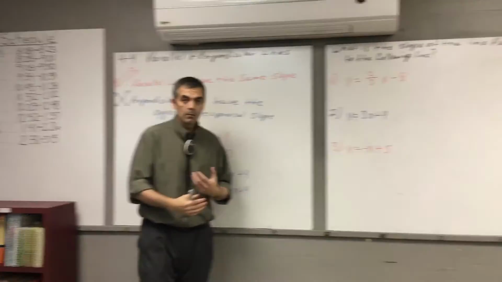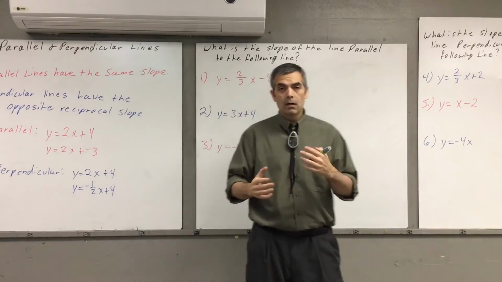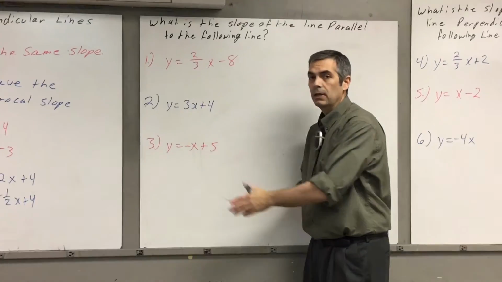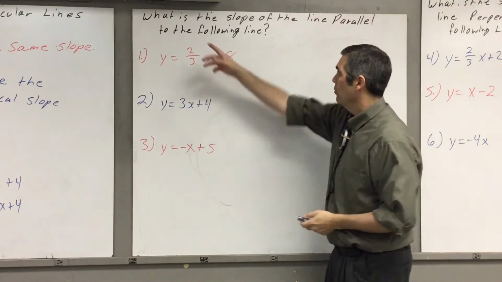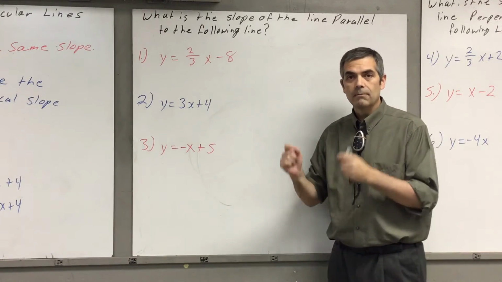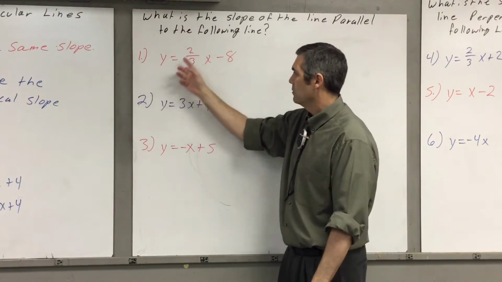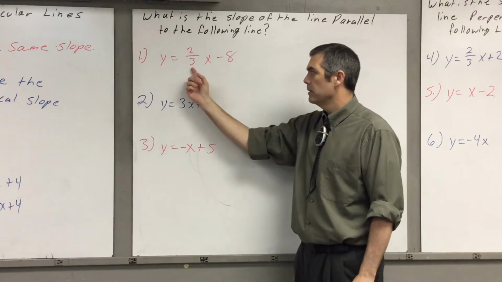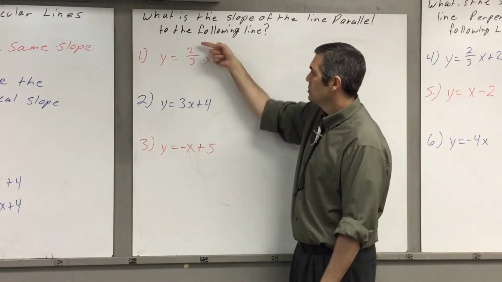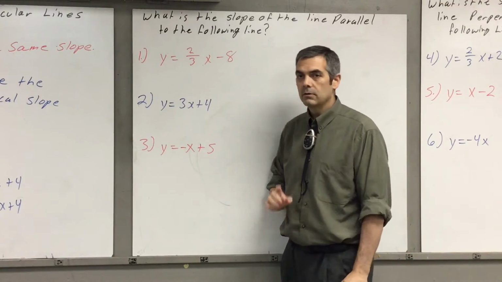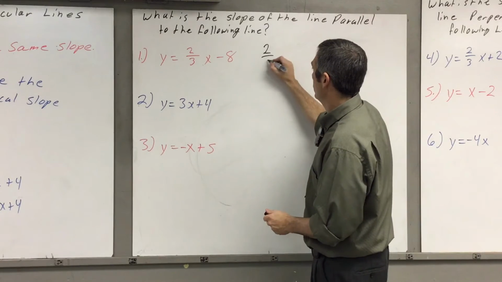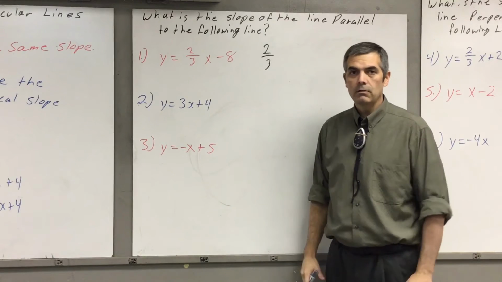So we're going to look at a few problems here. It's not going to take a lot of time, but we do need to be able to identify. We need to look at it and go, oh, this is what it should be. What is the slope of the line parallel to the following line? Parallel, same slope. So if I'm looking at this, y equals 2/3 x minus 8, I look right here and I go, well, any line that is parallel to this line is going to have 2/3 for its slope. That's what it is. So the answer to this is 2/3.